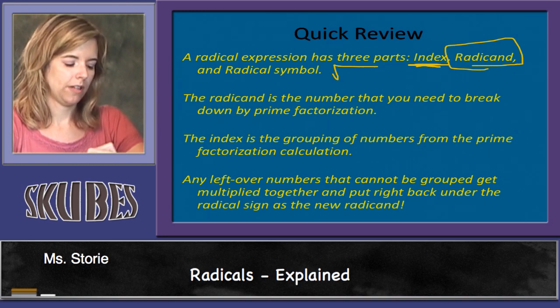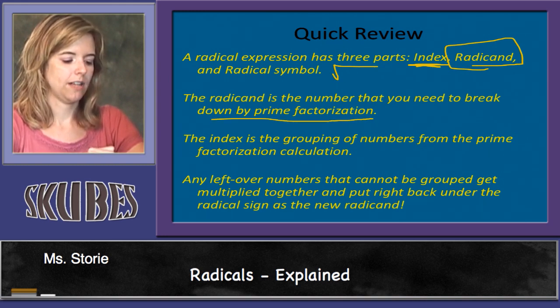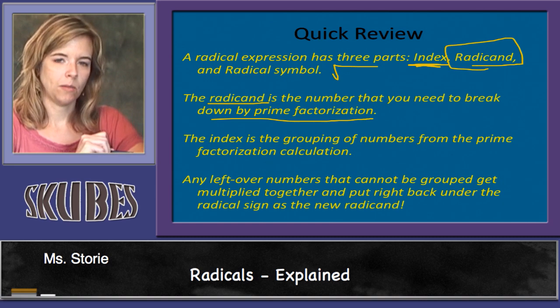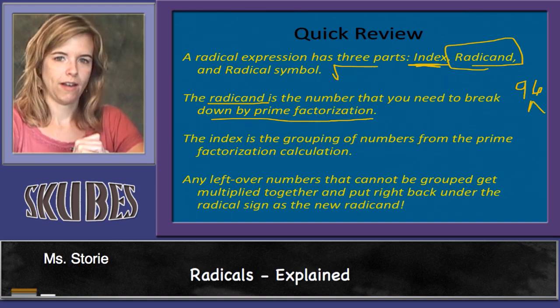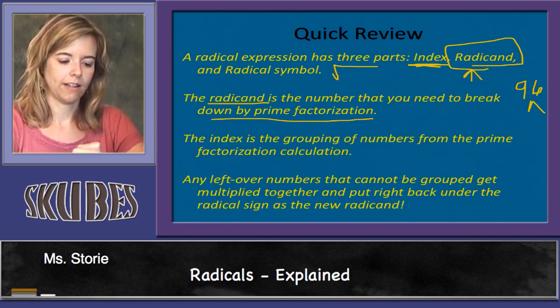The radicand is the number that you need to break down by prime factorization. That radicand number in our example was 96. And remember, we made the big factor tree. So we took 96 and we broke it down. That's the one that you have to prime factor, the one that's sitting under the radical sign.